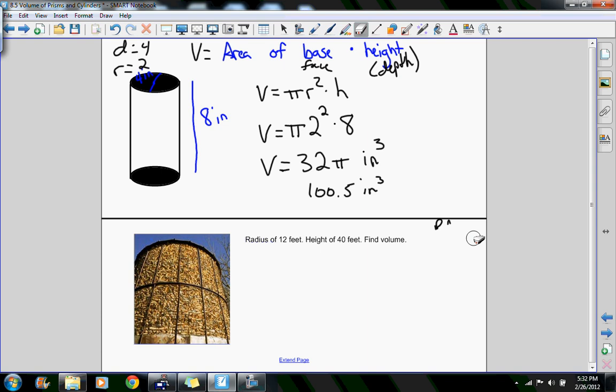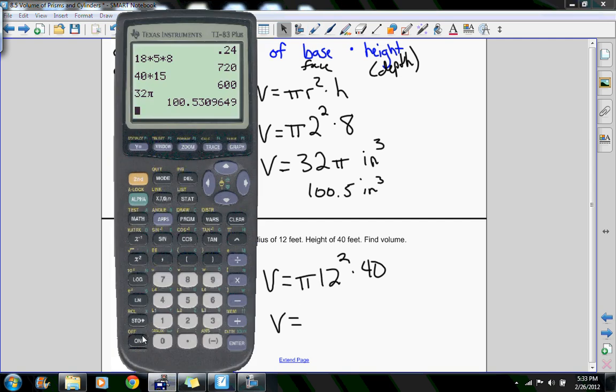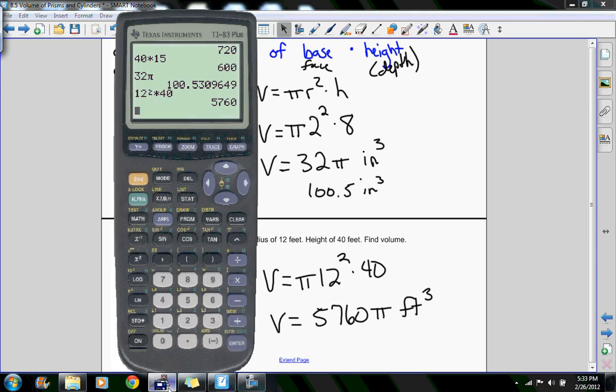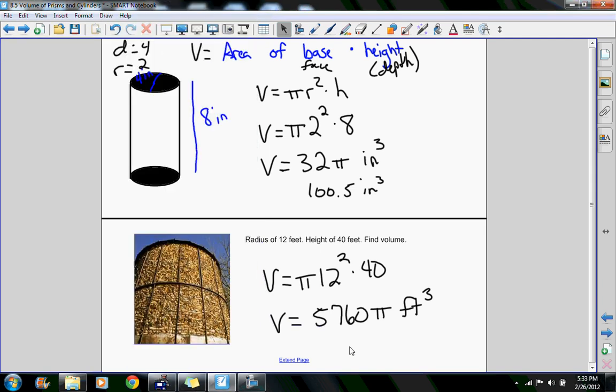Okay, so this shouldn't have been too bad. If the radius is 12, it should have been volume equals pi times 12 squared times 40, because that's the height. So we have to pull out the old calculator. 12 squared times 40 is 5,760 pi feet cubed. And that times pi is about 18,096.